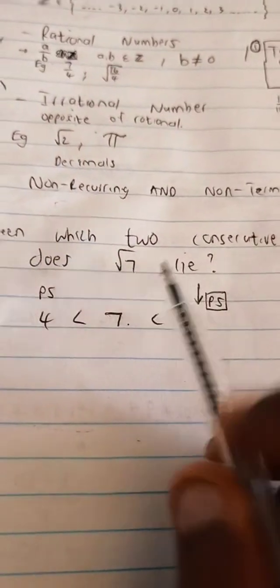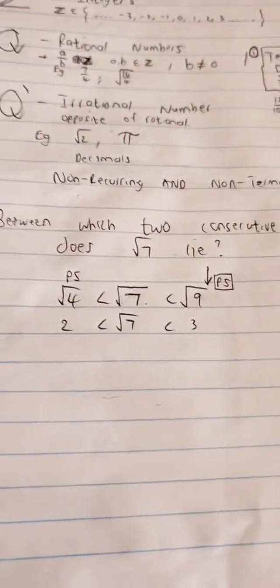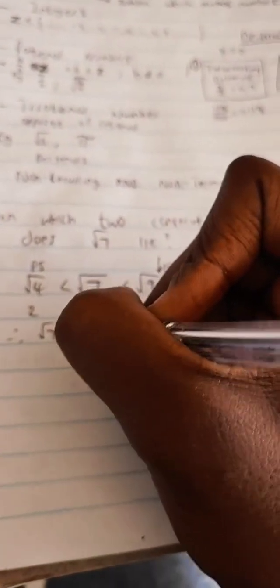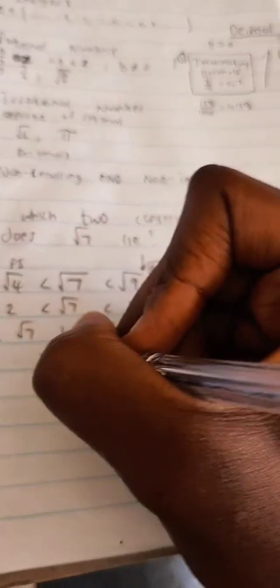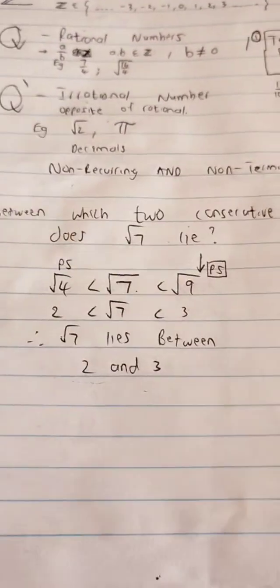Remember, this had a square root. So go ahead now, you can house each number in a square root. What happens with the square root of 4? That becomes 2. What is the square root of 7? That remains. Square root of 9, that is 3. Then you conclude the square root of 7 lies where? Between 2 and 3. And that's that. Done, dusted, easy.